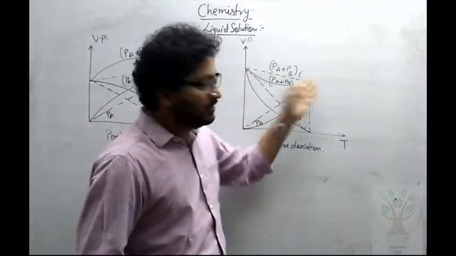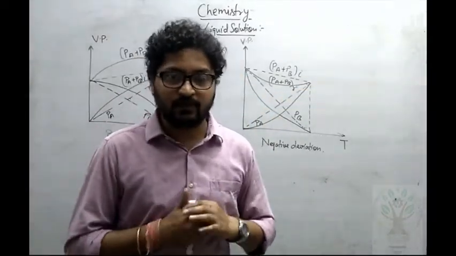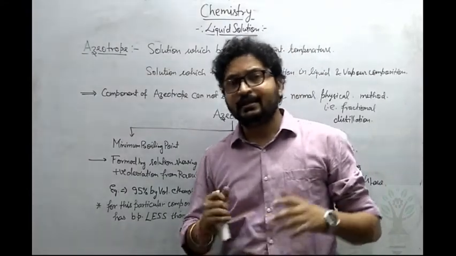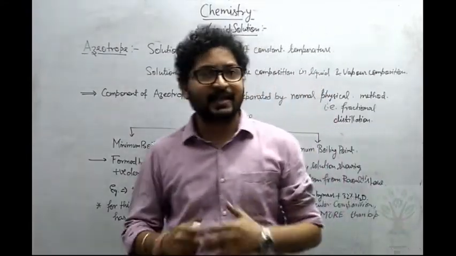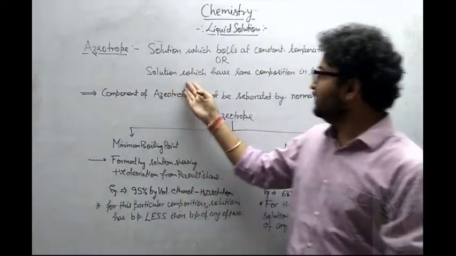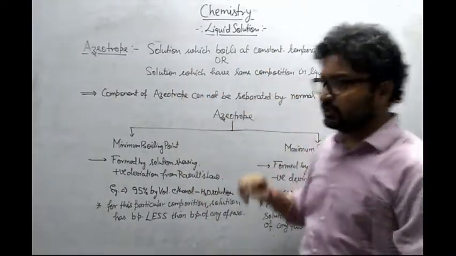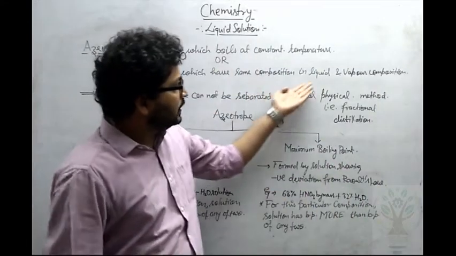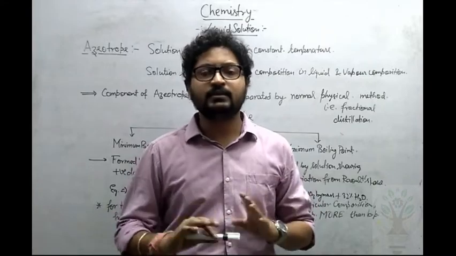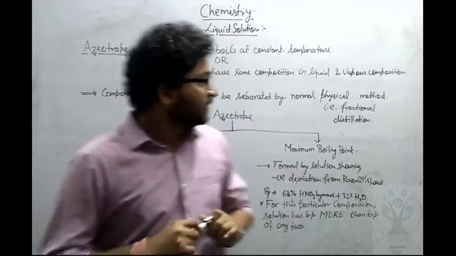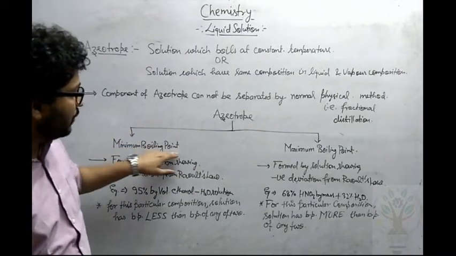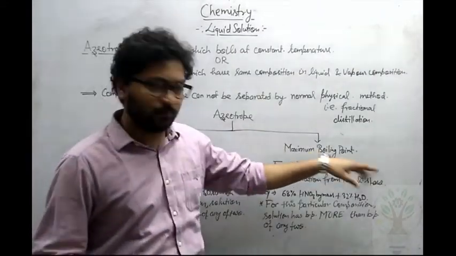So this is your negative deviation curve. Okay, let's move forward. Next thing is azeotrope. What is the meaning of azeotrope? Azeotrope means it is a solution which boils at constant temperature, or a solution which has the same composition in liquid as well as vapor. Are you getting this thing? This is the meaning of azeotrope. Now, azeotropes are of two types: minimum boiling point azeotrope and maximum boiling point azeotrope.